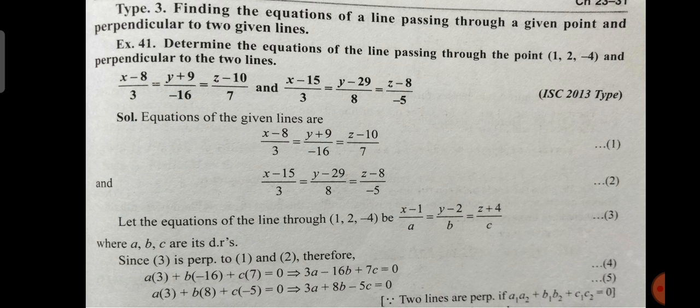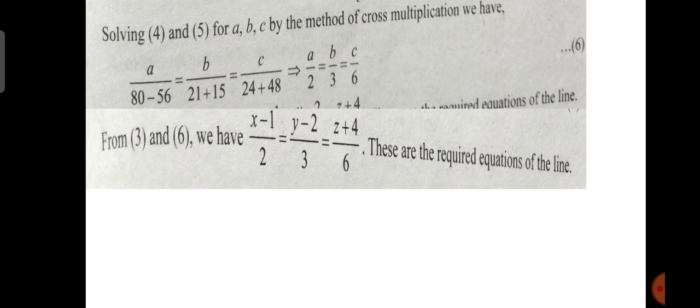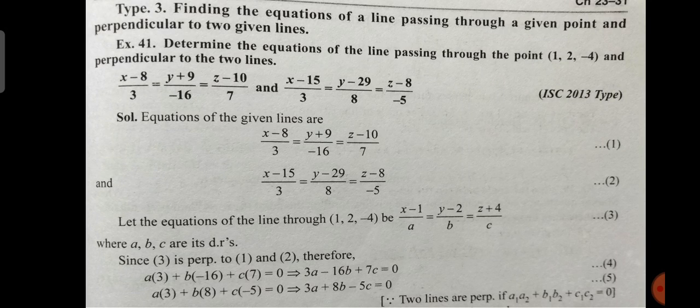Here the equations of two lines have been given. For the point 1, 2, minus 4, we let the equation of a line passing through that point be (x minus 1)/a, (y minus 2)/b, and (z plus 4)/c. You have studied about that. So a, b, c are direction ratios.